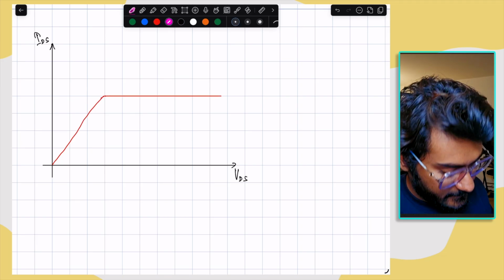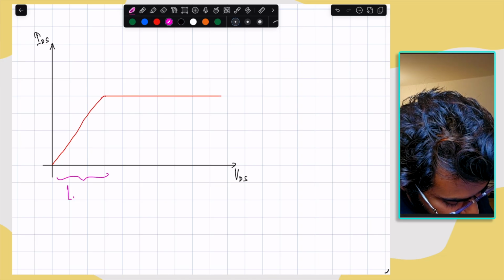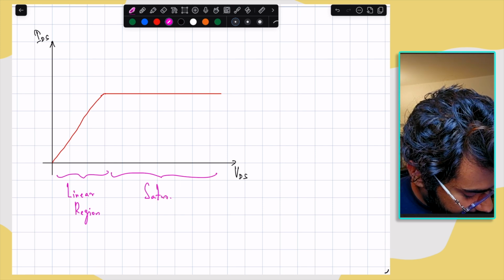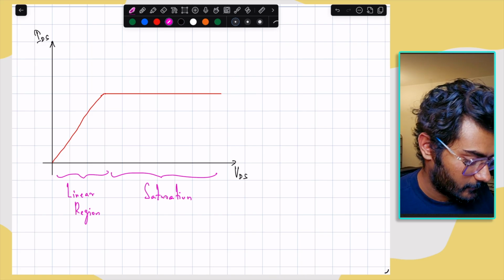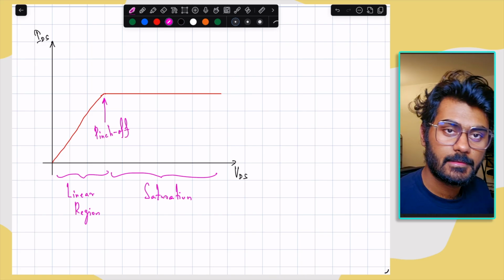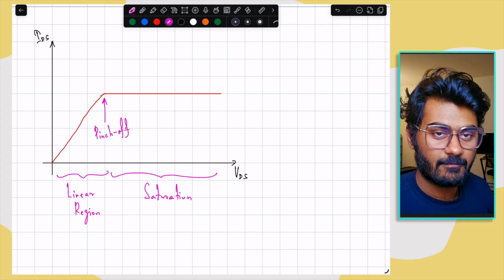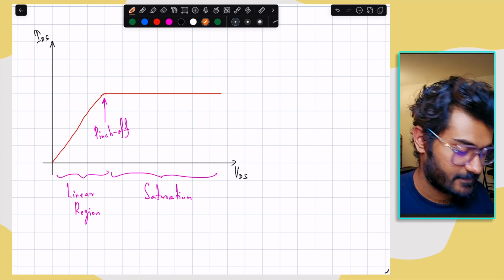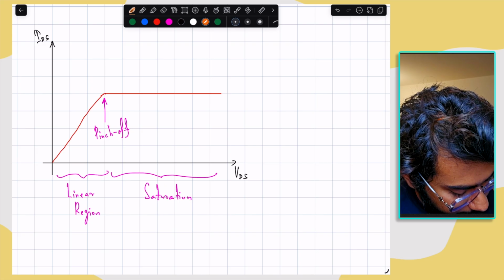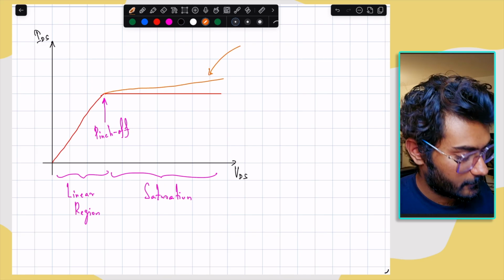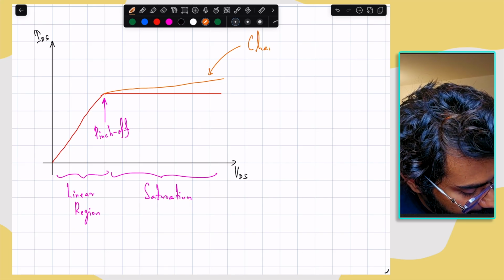So what we see here is, this region is the linear region and this region is the saturation region, that is the voltage beyond the pinch-off region. This is the point where pinch-off happens. Beyond that, if you increase the voltage, ideally the current should have been constant. But because of channel length modulation, the current is not constant in this saturation region. The current actually increases as you increase your drain source voltage. And this is due to channel length modulation.